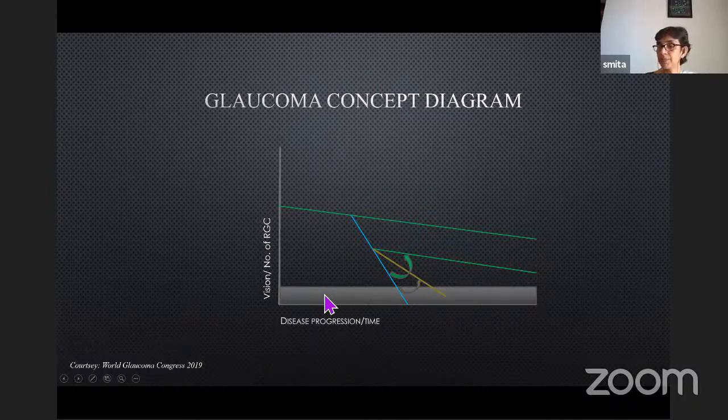That is the gray part. Now, a certain amount of damage has to occur before the conventional white-on-white perimetry can diagnose glaucoma. So the patient is diagnosed somewhere here. And with this amount of damage, usually when we detect the patient in our clinics, the patient has a moderate or an advanced glaucoma.